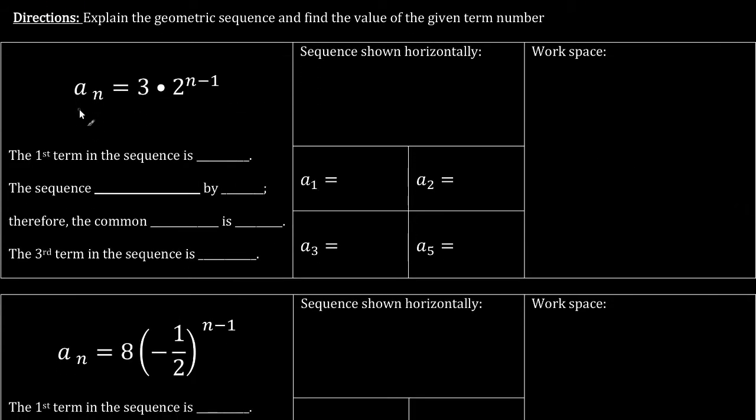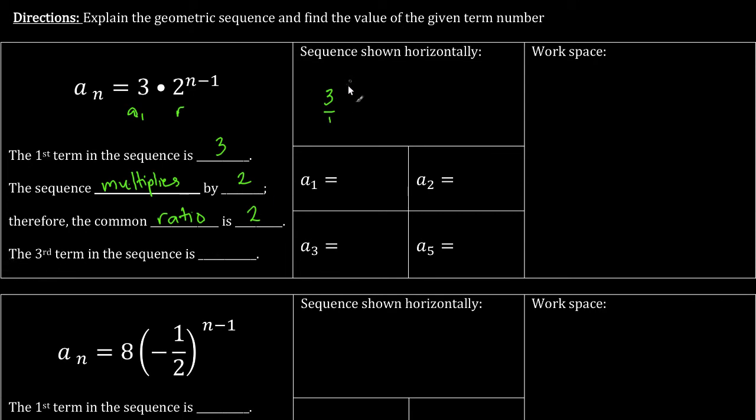So, right here, a sub n equals 3 times 2 to the power of n minus 1. So the first term is going to be 3. Remember, this is a sub 1, and this is the common ratio. The first term is 3. The sequence multiplies, so we start at 3 and keep multiplying by 2. That means the common ratio is positive 2. We keep multiplying by it.